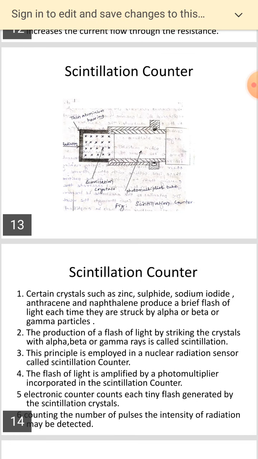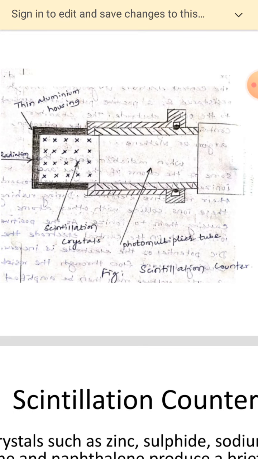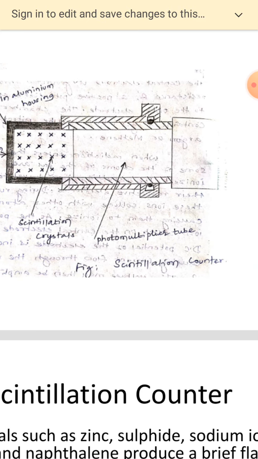Last one we'll see is the scintillation counter. If we see the figure, since it uses scintillation crystals, it has been named the scintillation counter. It consists of a photomultiplier tube and a thin aluminum housing. Radiations are let inside and we are getting the output voltage.